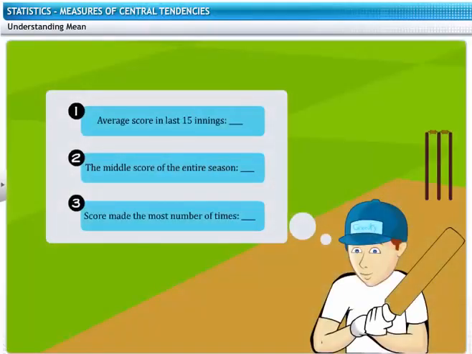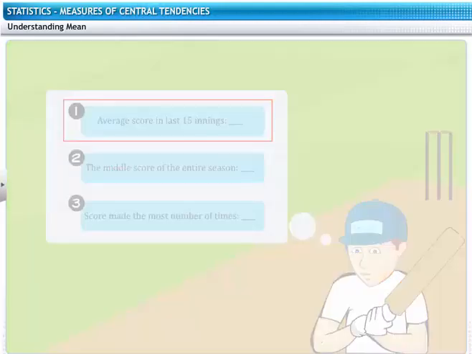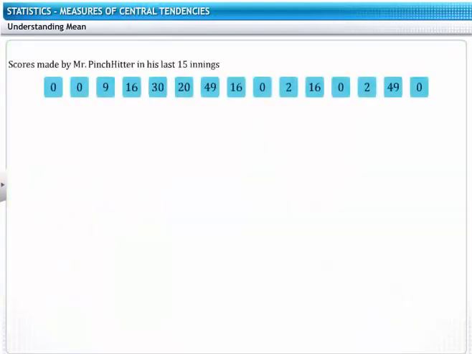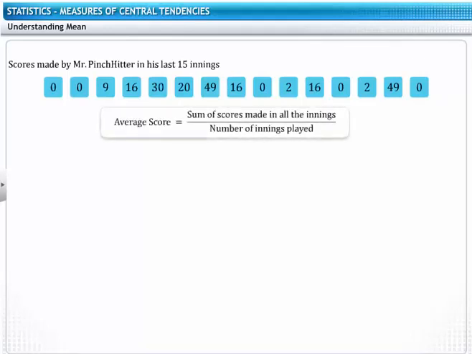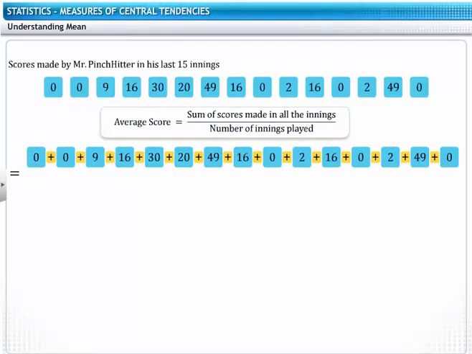First, let us find the average score of Mr. Pinch Hitter in his last 15 innings. Here are the scores made by Mr. Pinch Hitter in his last 15 innings. Now, his average score is equal to the sum of the scores made in all the innings divided by the number of innings played. Let us calculate.